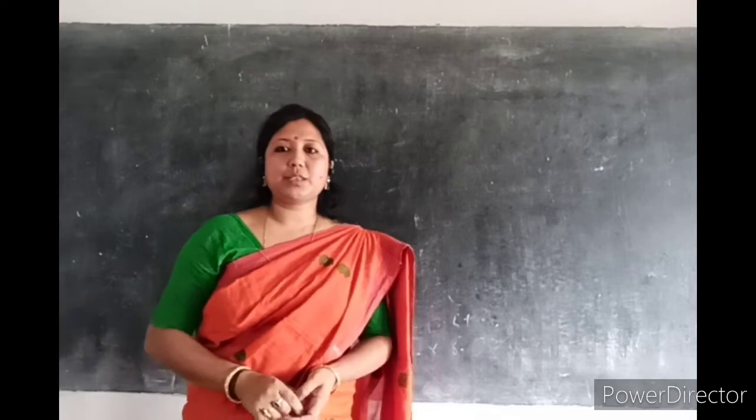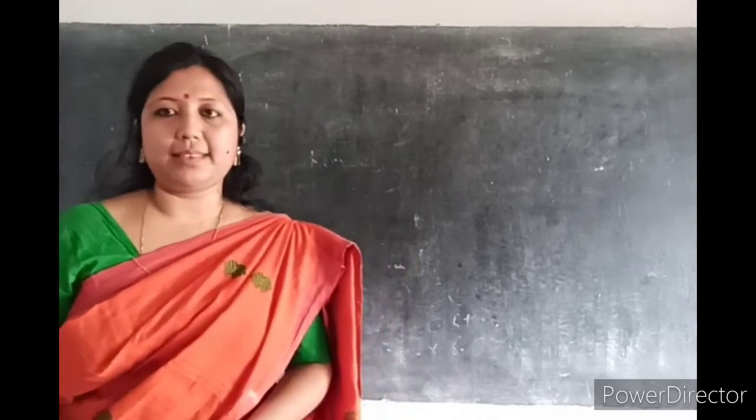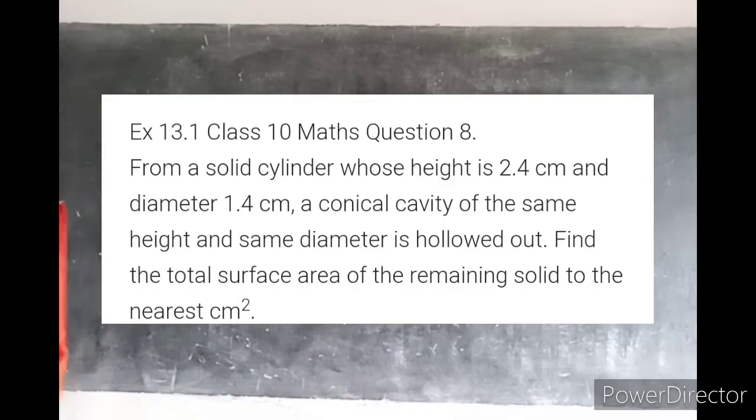So let us see the next question, that is question number 8. Here, from a solid cylinder whose height is 2.4 cm and diameter 1.4 cm, a conical cavity of the same height and the same diameter is hollowed out. Find the total surface area of the remaining solid to the nearest centimeter square.